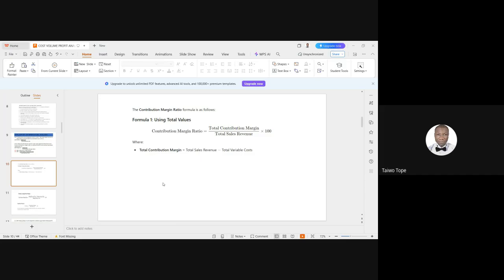So, talking about break-even point. What is the formula for break-even point? The formula for break-even point is fixed cost all over selling price per unit minus variable cost per unit. So break-even point in units is total fixed cost divided by contribution per unit.